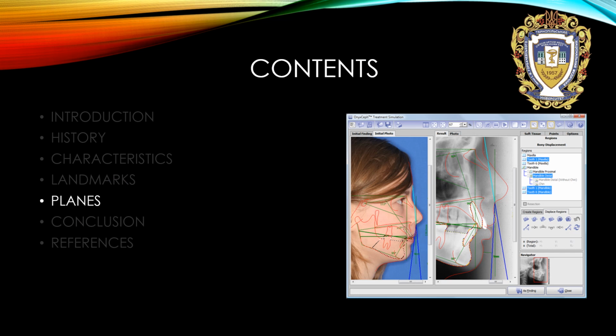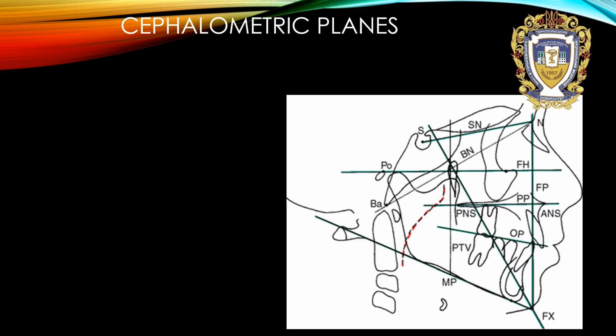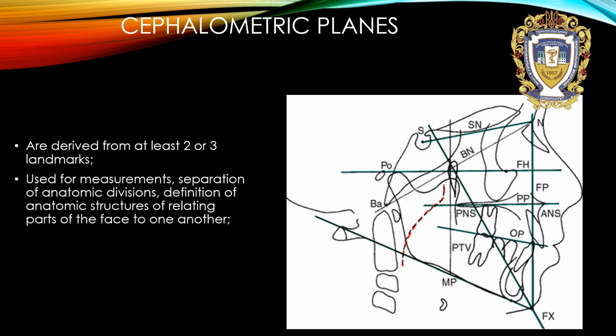Now let's talk about cephalometric planes. Cephalometric planes are derived from at least 2 or 3 landmarks used for measurements, separation of anatomic divisions, definition of anatomic structures, and relating parts of the face to one another. And cephalometric planes are classified into horizontal and vertical planes.